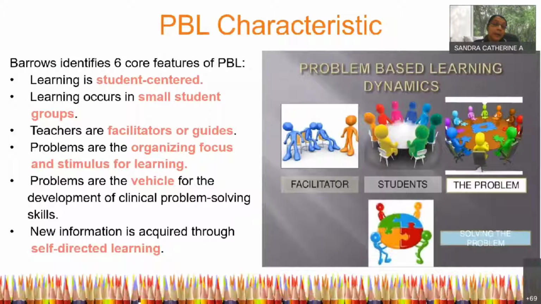Okay. So these are the main criteria of problem-based learning. Student-centered. It must be done in a small student group. It can be done between 5 to 6. 5 to 6 students in a group is the ideal group size. Teachers are facilitators. The problems of the subject or the topic are the focus for the learning. And new information is acquired through self-directed learning. That means the students will be given a topic or a problem and the students will learn by themselves.